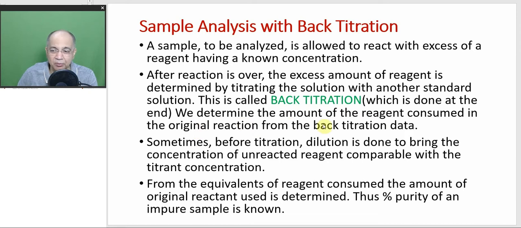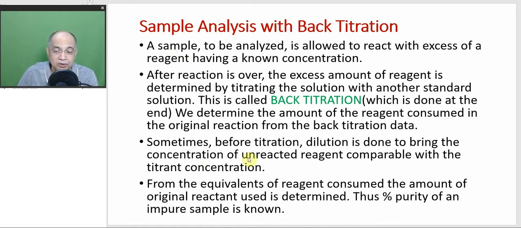We determine the amount of the reagent consumed in the original reaction from the back titration data. Once we know the amount of reagent left out, then we know the amount of reagent originally taken. And subtracting from that, we get the amount of the reagent consumed by the original compound present in the sample.